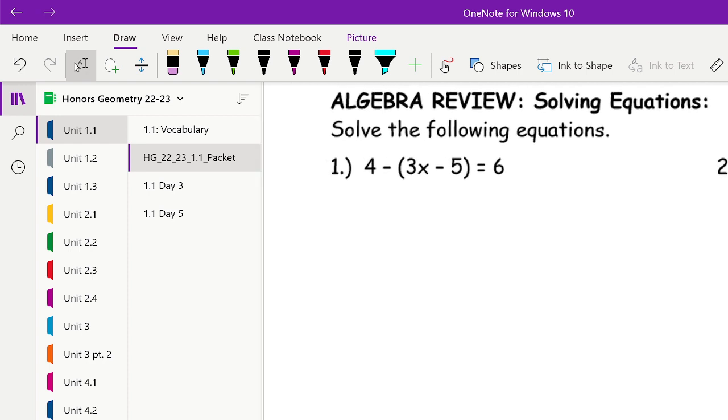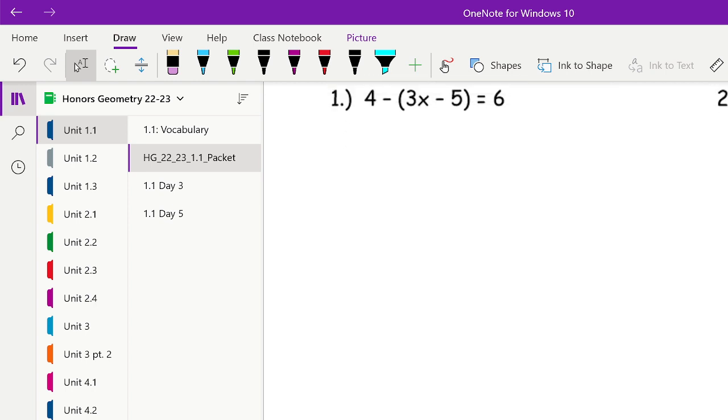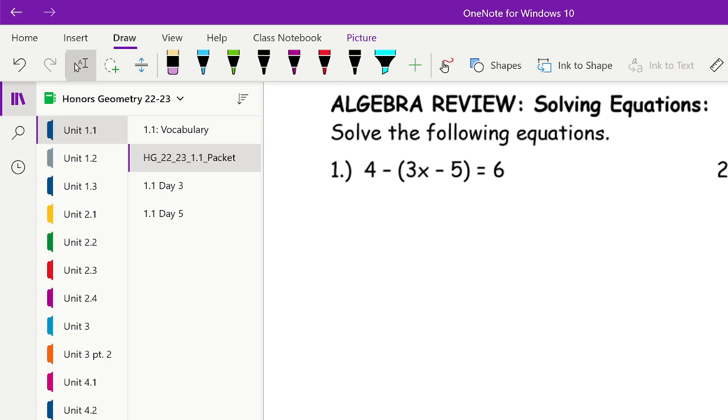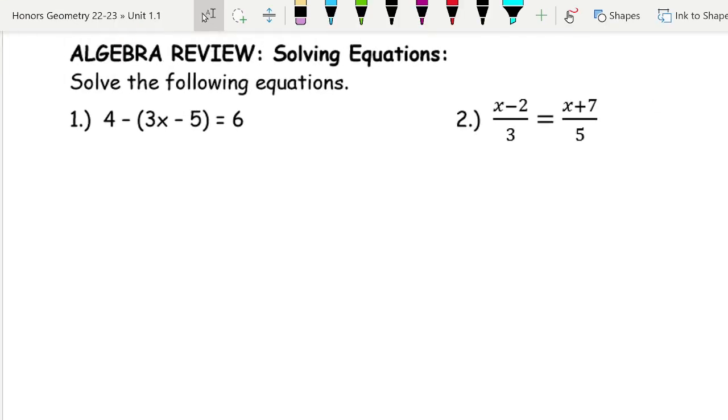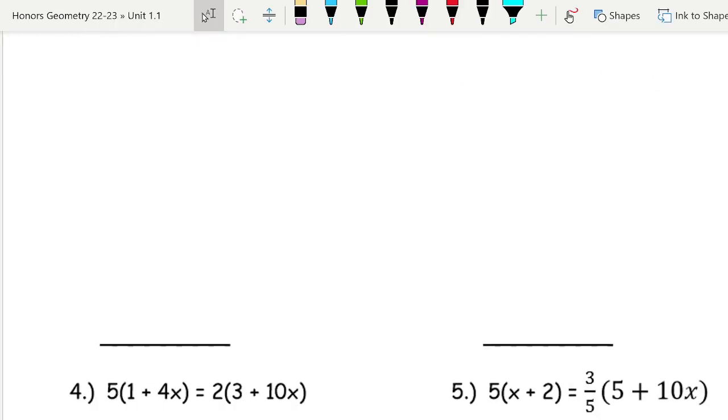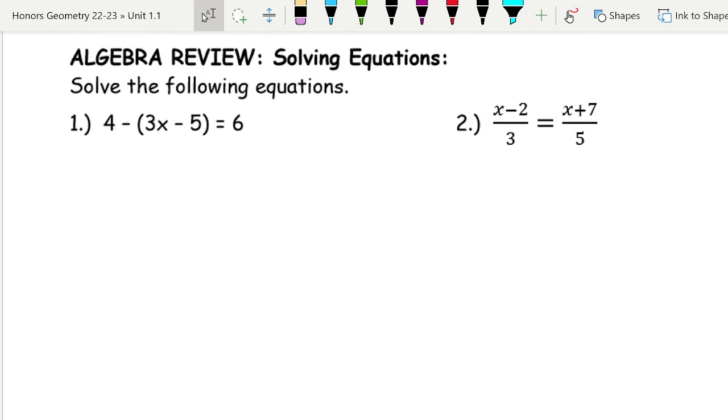We are doing solving equations. This is our first algebra learning target. Our first set of problems starts on page 10 in your packet, and we're going to work through questions 1 through 6 first.